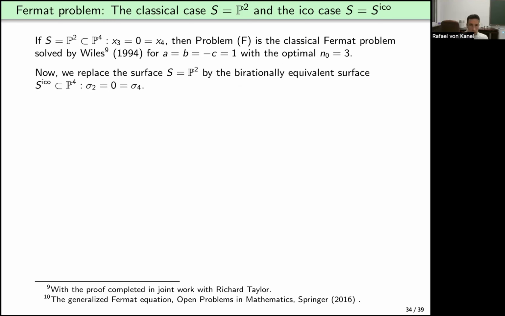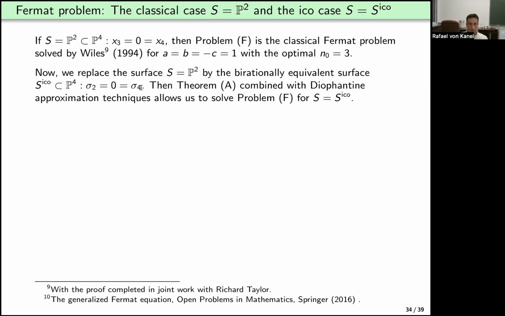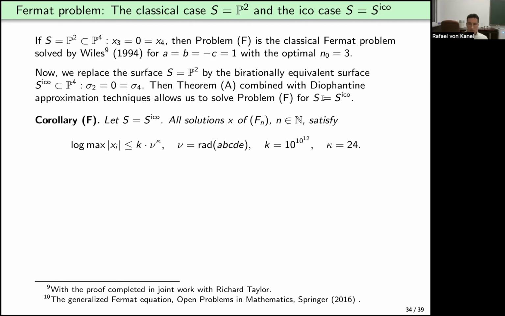And now we would like to replace this surface S, P2, by some other, somehow by a rationally equivalent surface. And then we take this icosahedron surface, S_ico, inside P4, given by sigma 2 equals 0 equals sigma 4. And then Theorem A, combined with Diophantine approximation techniques, actually allows us to solve this problem F when the surface S is equal to S_ico. So we obtain the following Corollary F.